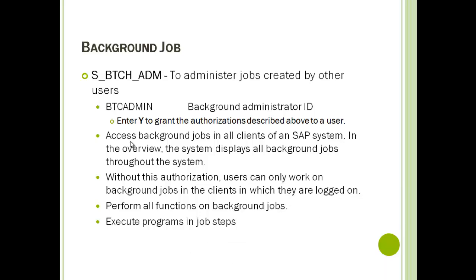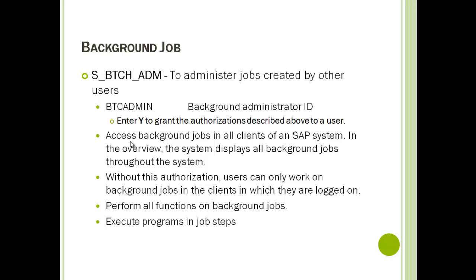This particular object provides access to background jobs in all clients. That means they can display the background jobs scheduled in all clients, not only the specific client. Without this authorization object, a user trying to find background jobs can see only the client-specific background jobs. This authorization object allows performing all functionality in background jobs, and also allows the program to execute the job steps.